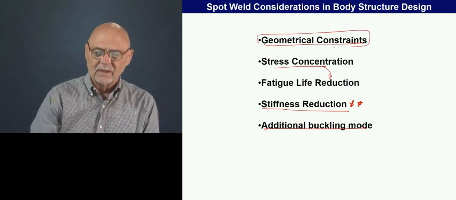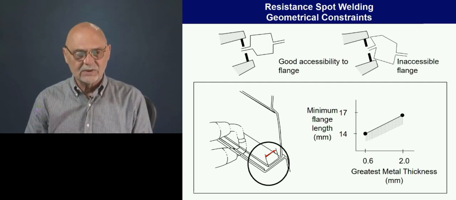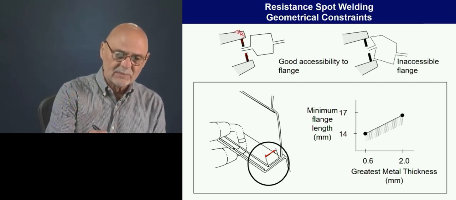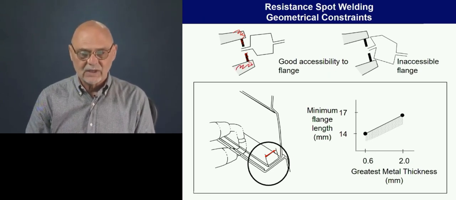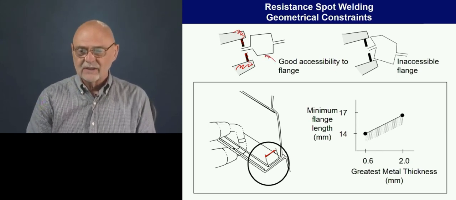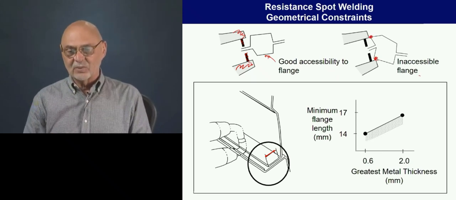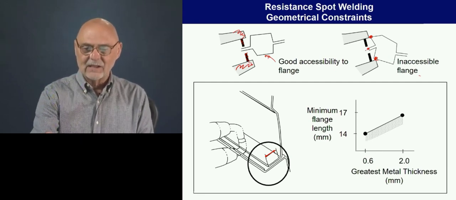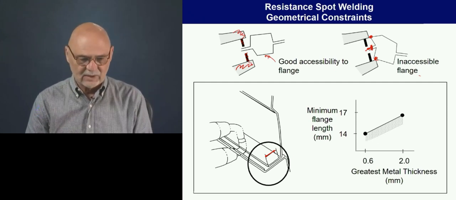So the first one, geometrical constraints. And this is, I think, pretty straightforward to understand. We have some welding tips and welding electrodes, and we just have to make sure that we have space to accommodate those. So here's an example of good accessibility to the flange. Here's an example where we have shaped our part such that it would intrude on those spot weld tips, so that we can't really get in there with the spot weld tips to make the weld. Okay, so that's basically what we're talking about there.